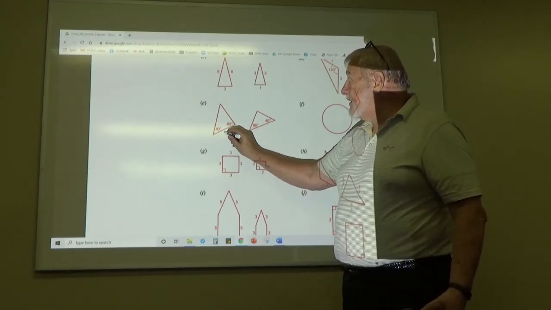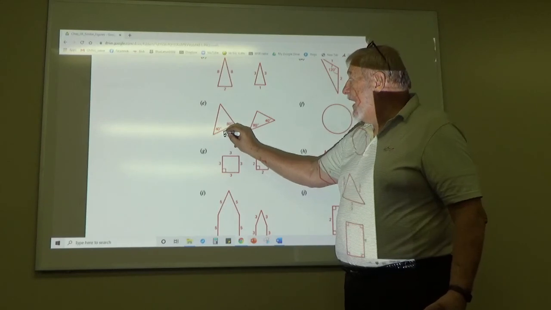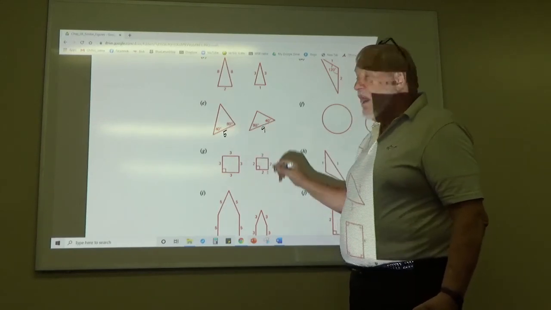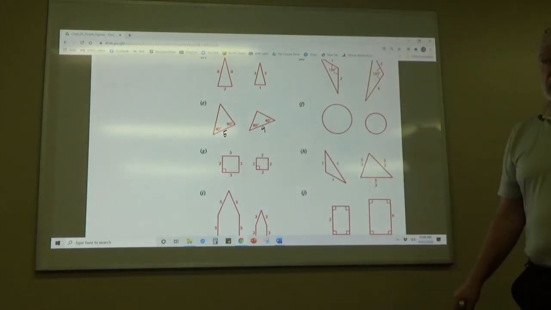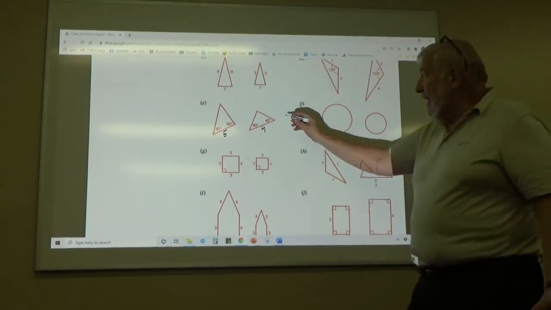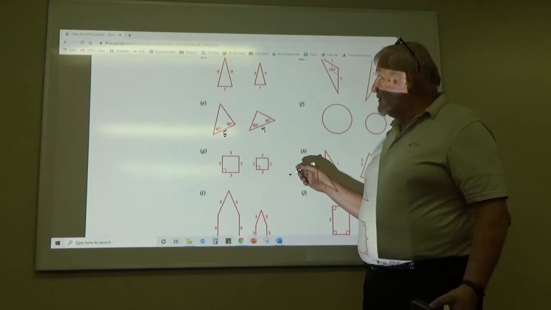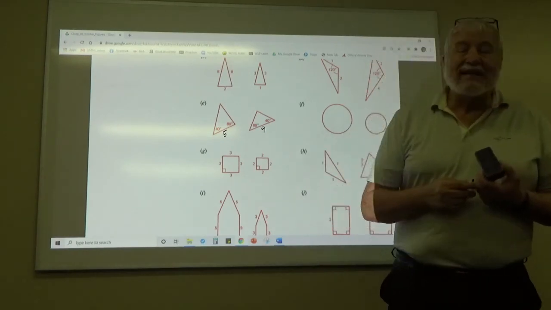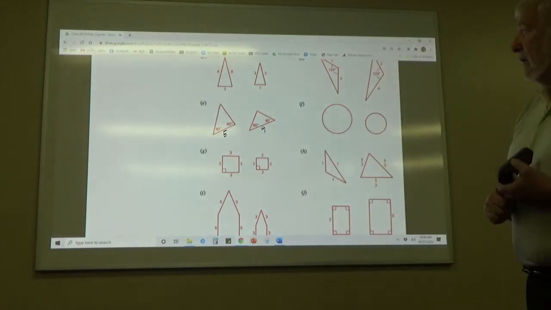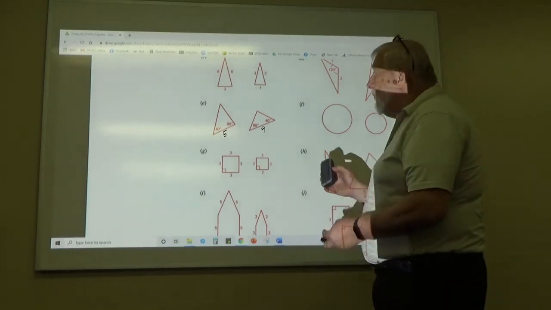Now, if this is 5 and this is 9, are they proportional? They might be, but I'd have to know about these sides as well, right? And so you can't tell because we don't know about the lengths.